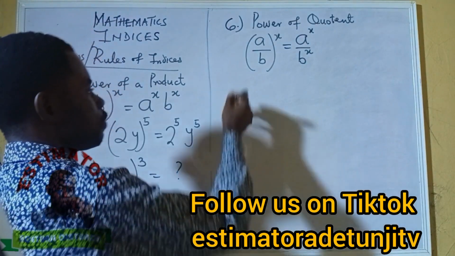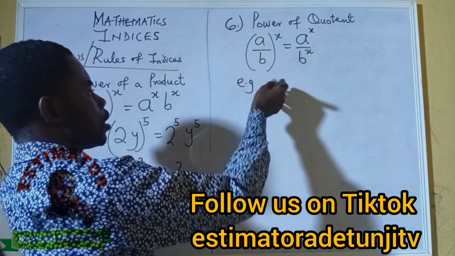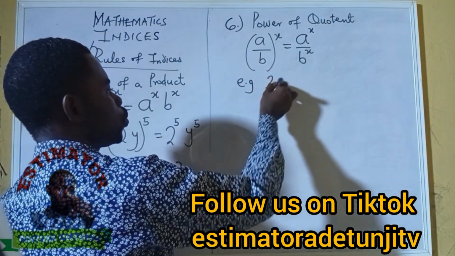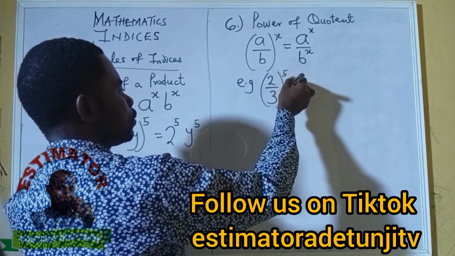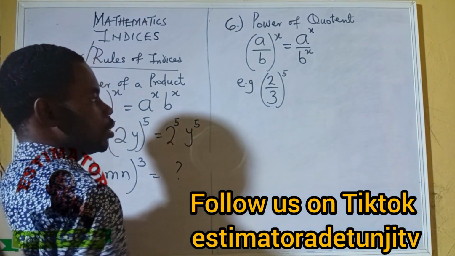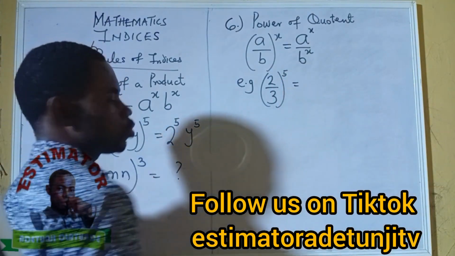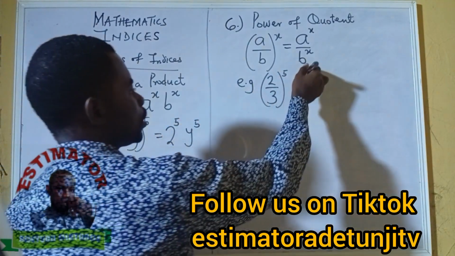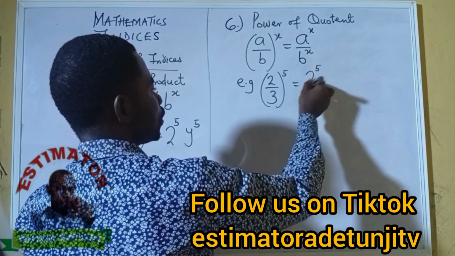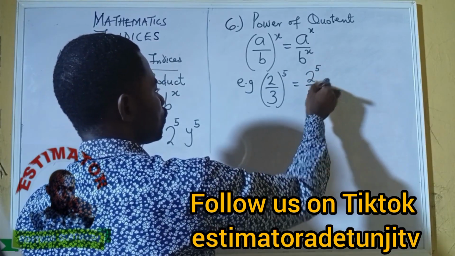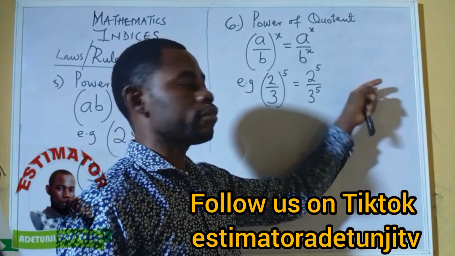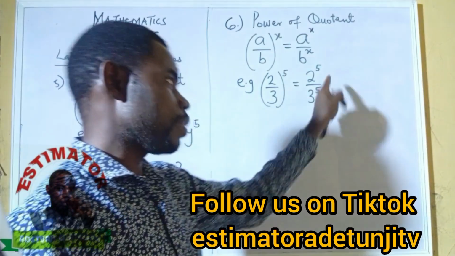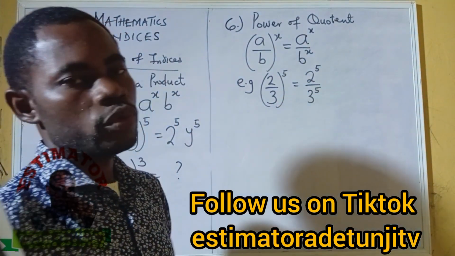So what am I saying? If I have a question saying 2 over 3 all raised to power 5, you just break it down: 2 exponential 5 over 3 exponential 5. It depends on you if you want to get it resolved. 2 exponential 5 gives you 32, but that is the way you will follow.